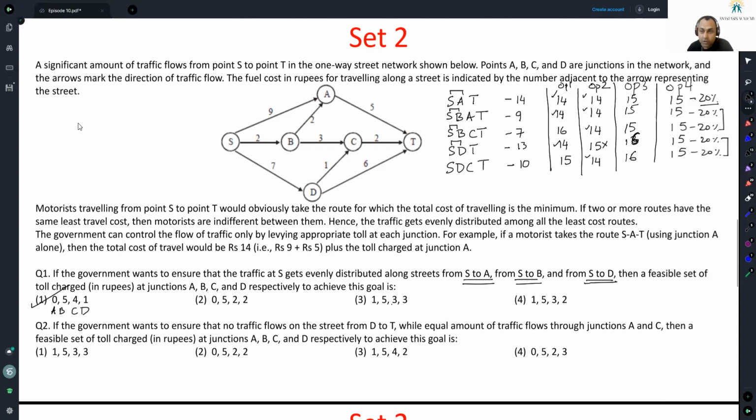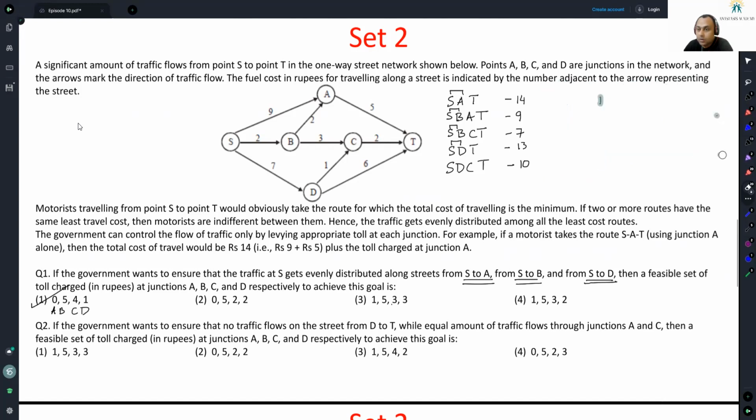The only acceptable choice is the first one. We were lucky that it was the first one. Let's hope we maintain our luck in the subsequent questions as well. Let me get rid of all this writing down. Moving on to the second question.